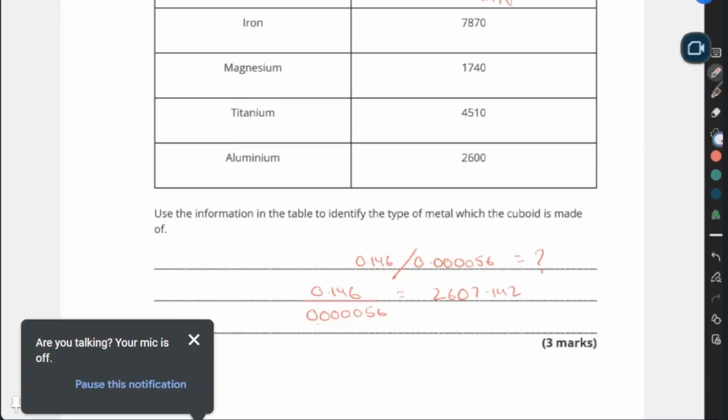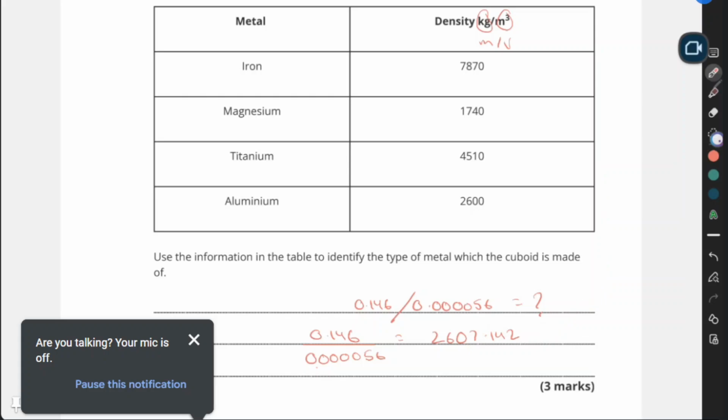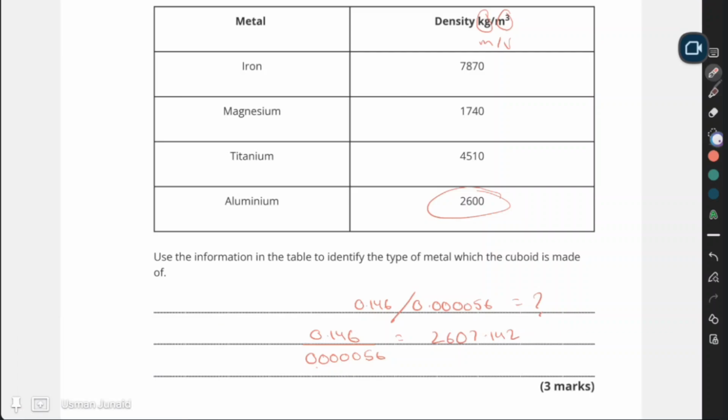Okay, so which value is this close to? Aluminium. So it is most likely made of aluminum.